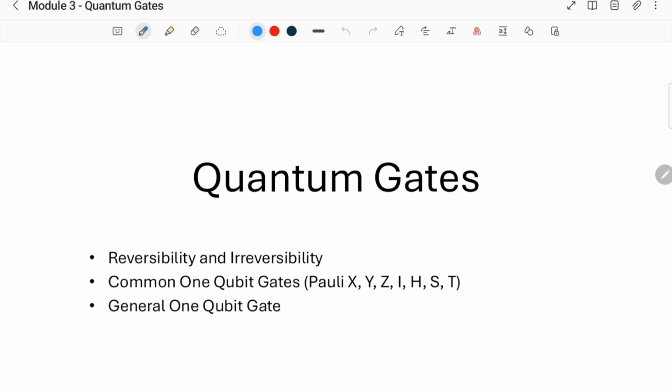Welcome back. In the previous modules, we looked at classical information and qubits. In this lecture, we will look at the gates, the quantum gates. How do we operate on those quantum states? We will only concern ourselves with single qubit gates, that is, applying operations only on a single qubit. And we will cover the topics reversibility and irreversibility, common 1 qubit gates, and general 1 qubit gate.